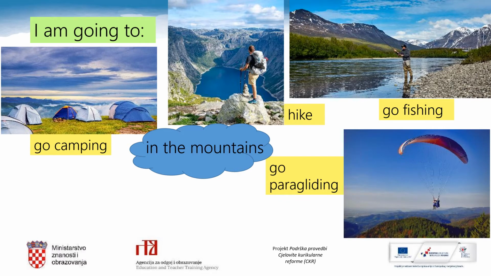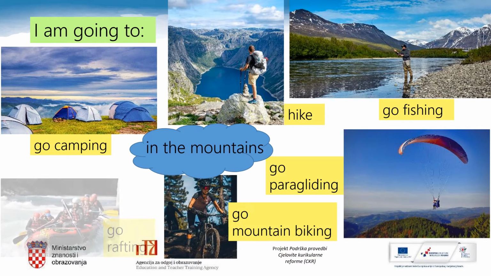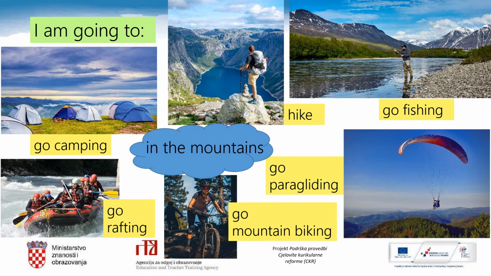Paragliding is a sport in which you wear something similar to a parachute, you jump from a high place, and you are carried along by the wind. And I'm also going to go mountain biking and go rafting.